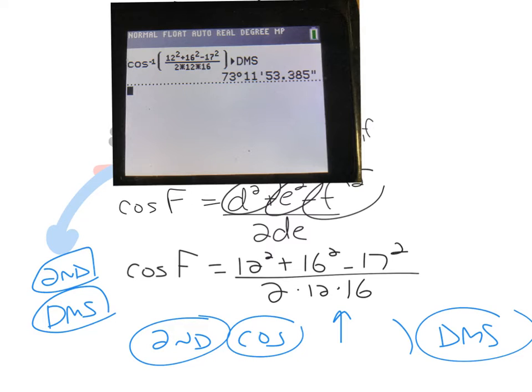So here we look at the seconds, it's 53. So that's bigger than 30, so we're going to round up. So here our answer is going to be 73 degrees and 12 minutes.